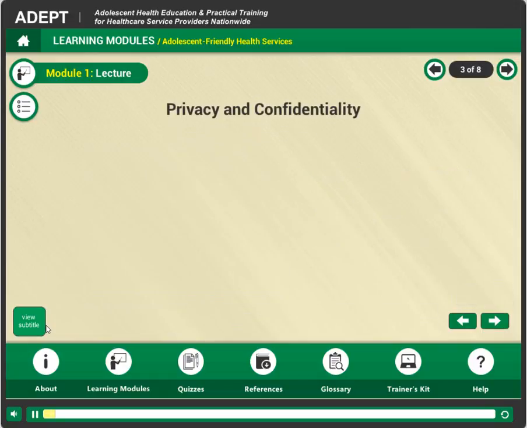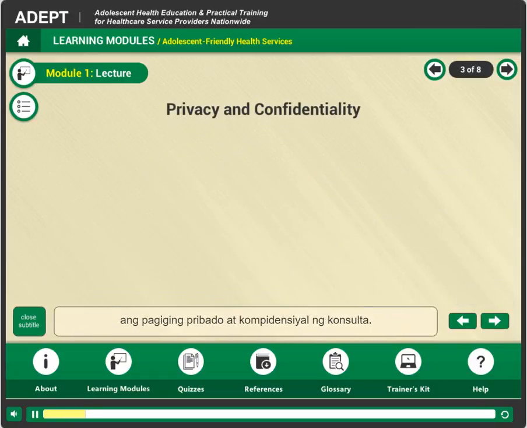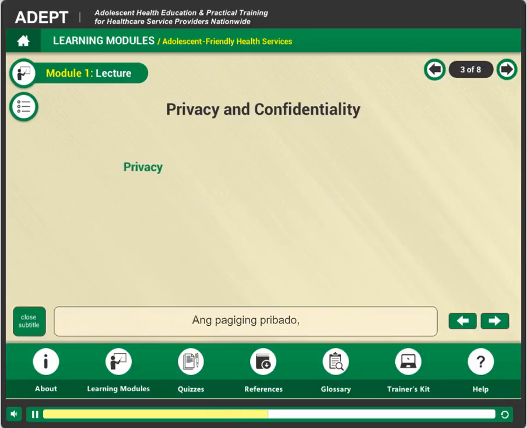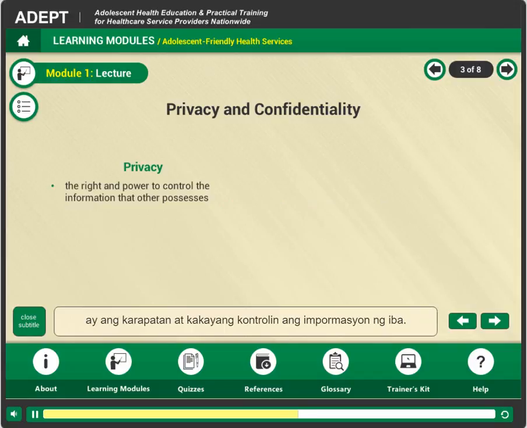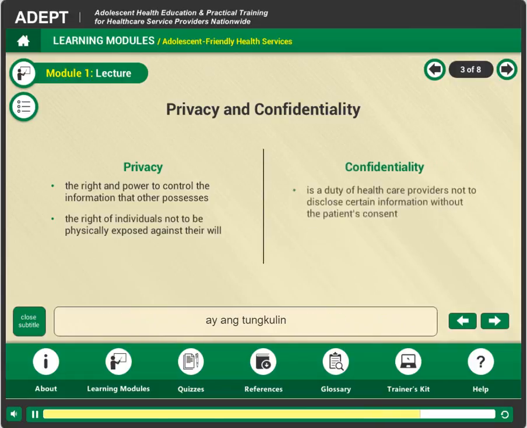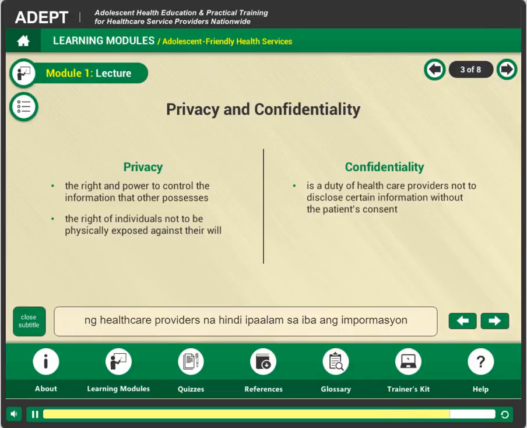An adolescent-friendly health service should also consider privacy and confidentiality. Before we discuss the importance of ensuring privacy and keeping confidentiality, let us first define the words privacy and confidentiality. Privacy and confidentiality are not synonymous. Privacy, on the one hand, is the right and power to control the information that others possess. It is also the right of individuals not to be physically exposed against their will. Confidentiality, on the other hand, is a duty of healthcare providers not to disclose certain information without the patient's consent.